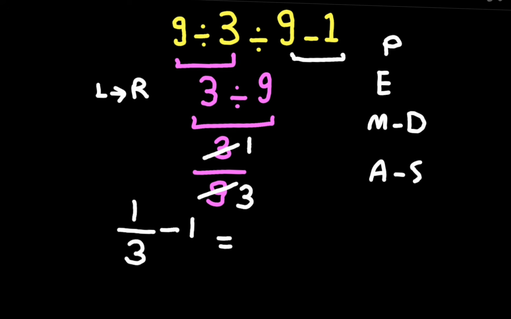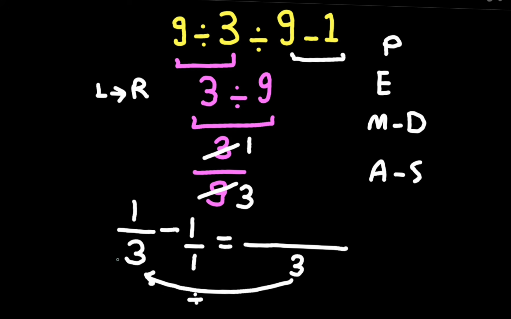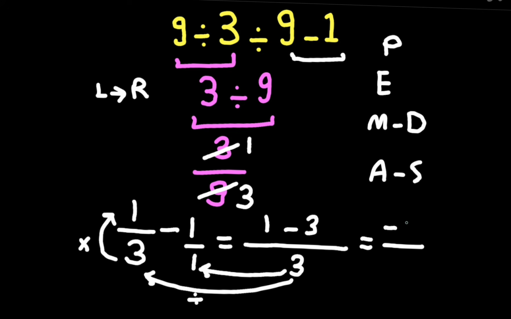So we have here 1, and now 1 times 3 gives us 3. Now 3 divided by 3 gives us 1, and 1 times 1 gives us 1. Now 3 divided by 1 gives us 3, and 3 times 1 gives us 3, and we have a negative between these. So 1 minus 3 gives us negative 2 over 3. The final answer is negative 2 over 3.